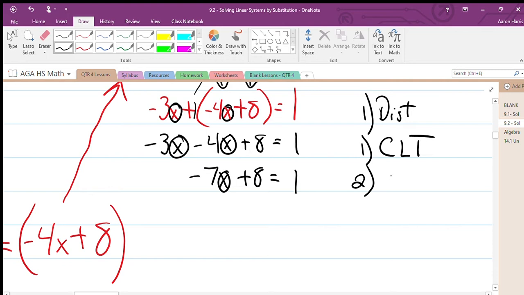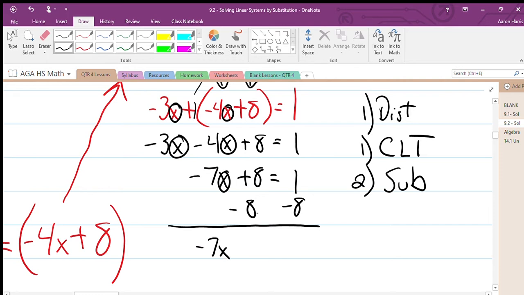So I'm going to do the inverse. So what am I going to do? I'm going to subtract. If I subtract 8 from this side, I must do it to the other side. And I keep them all in the same column. So here we go. Negative 7x, anything happen to it? Nope. So just bring it down. 8 minus 8, 0. Don't forget your equal sign. 1 minus 8, negative 7.